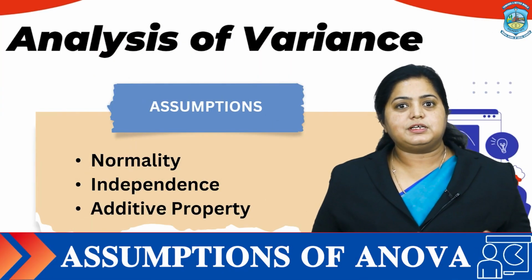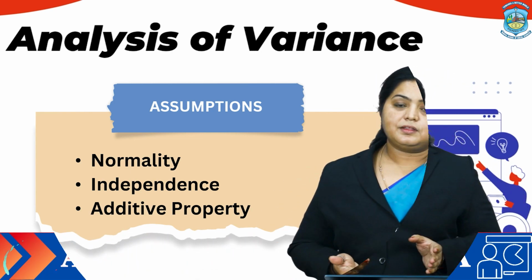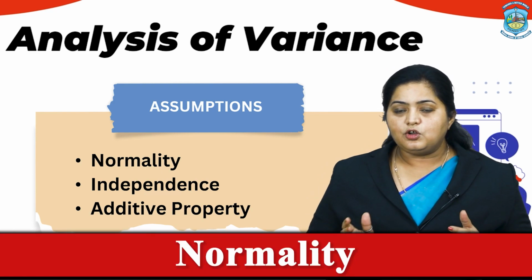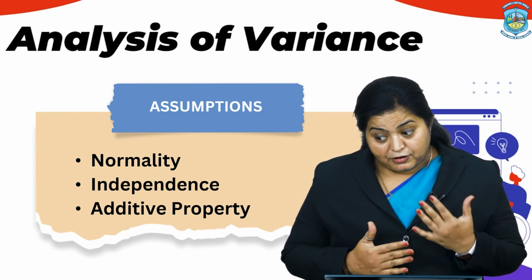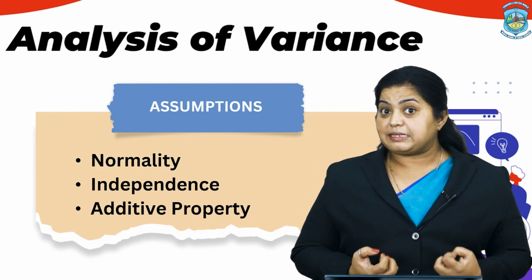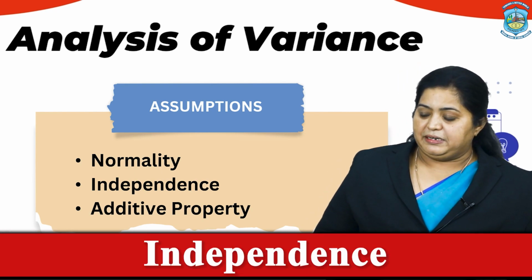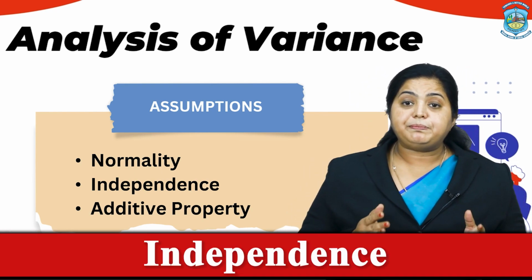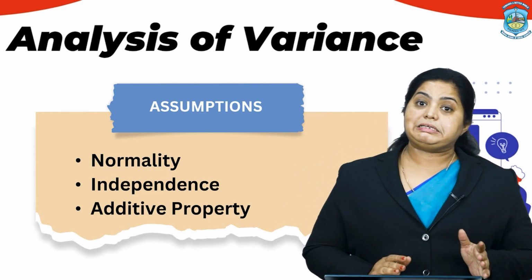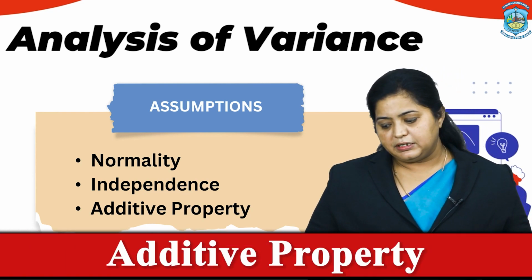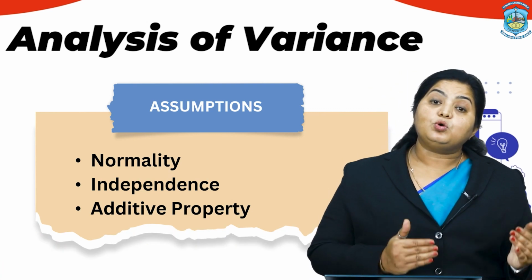Now, moving forward, there are three major assumptions which we follow in ANOVA. The first one is normality. As we know, ANOVA is a parametric test, so the population from which the sample has been selected should be normally distributed. The second assumption is independence, which means samples are independent from each other. The third assumption of ANOVA is additive property, which means the variance of various components must be equal to the total variance.